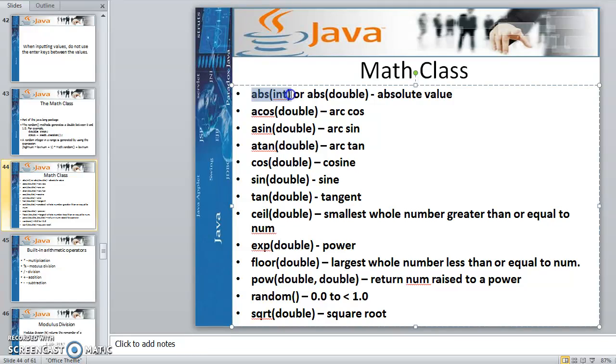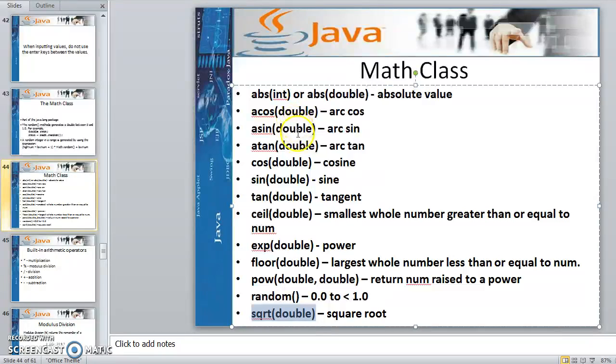We're going to talk about abs. Notice there's an abs int and an abs double. That stands for absolute value. And remember, absolute value always returns a positive value. We talk about pow. It's basically raising one number to another number, and it takes in a double and returns a double. We also talk about Math.random, which returns a value between 0 and 1, but not including 1. It does include 0, but does not include 1. So it's a decimal number. And we talk about square root, where it's taking a square root of a value.